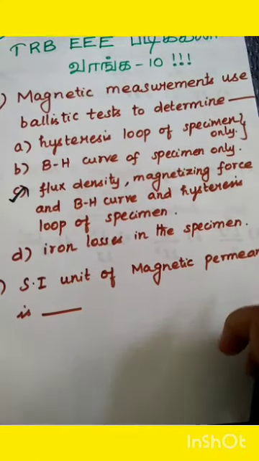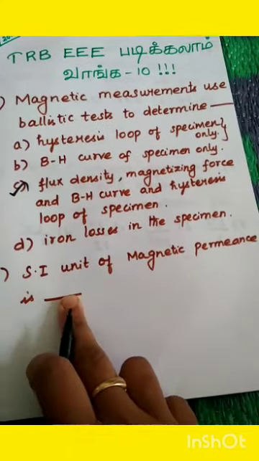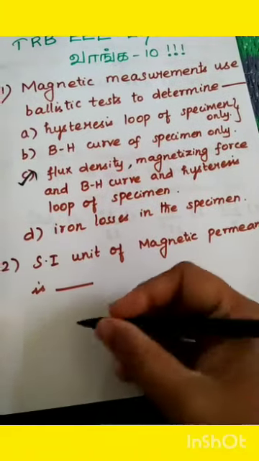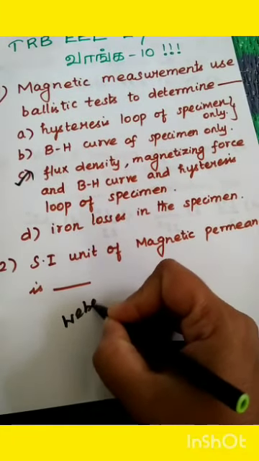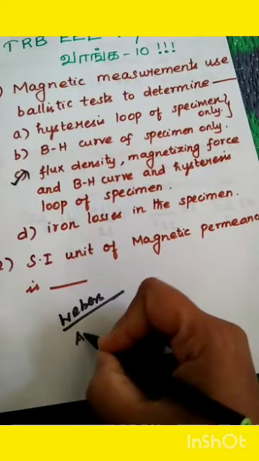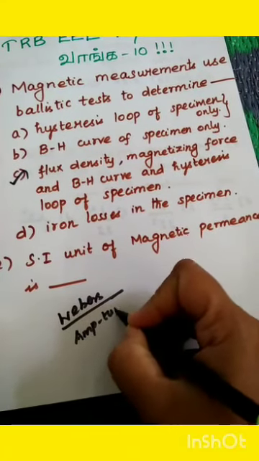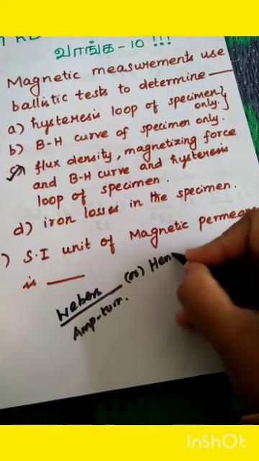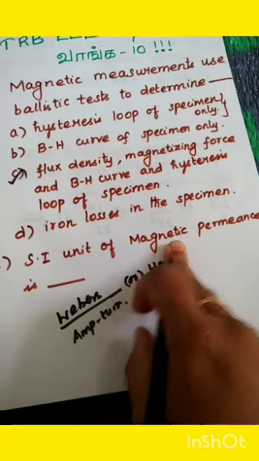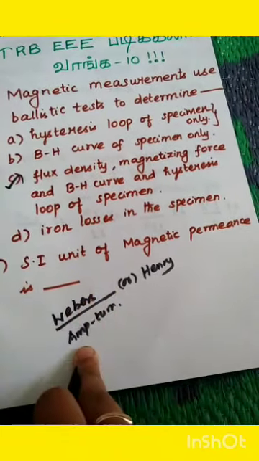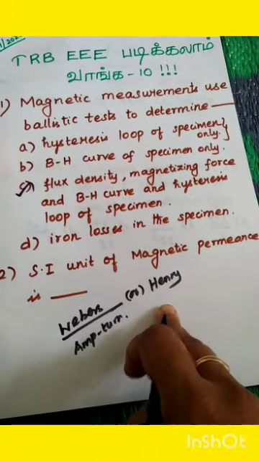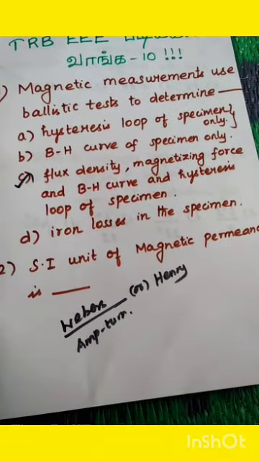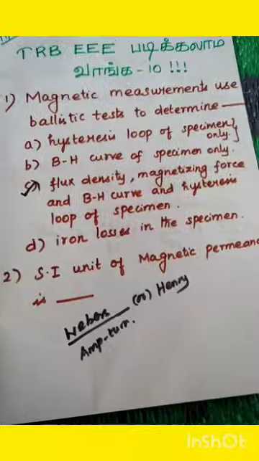So the SI unit of magnetic permeance will be Webers per ampere turn. Otherwise we can call it Henry. The SI unit of magnetic permeance is Webers per ampere turn, otherwise Henry. And now the next question.